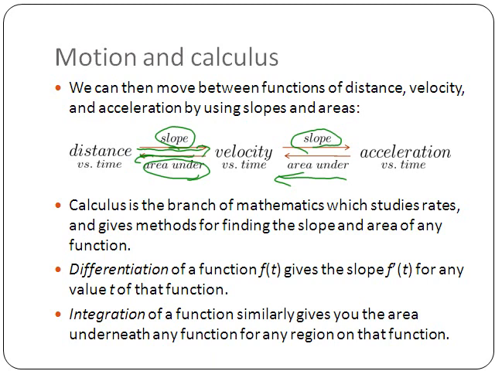The slope of a distance versus time graph is velocity. The slope of velocity versus time is acceleration. The area underneath an acceleration versus time graph is velocity. The area underneath a velocity versus time graph is distance. And so that's sort of what we've got there.